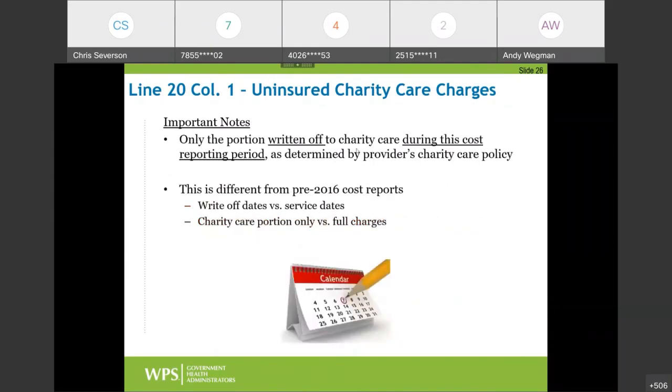The other thing about this is only the portion written off to charity is allowed, first of all. If some of that claim was still provider responsibility, that's not charity, at least yet. Maybe down the road, there'll be another write-off to charity, but for right now, that can't be included, and it has to be during this cost reporting period that it was written off. We don't care about the service dates, other than the fact that if you see really old service dates, that really increases the risk that something is wrong, and we'd certainly scrutinize that pretty closely. But you could have something technically from 3 years ago that just now is written off for charity care, and assuming everything's done properly, it would be allowable.